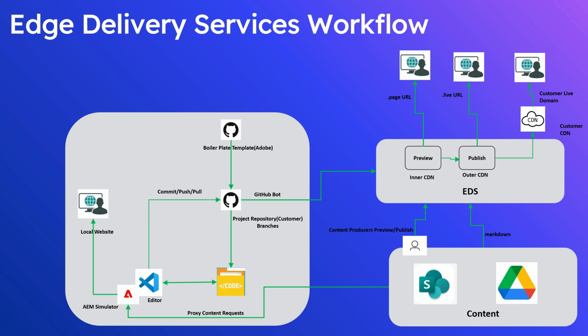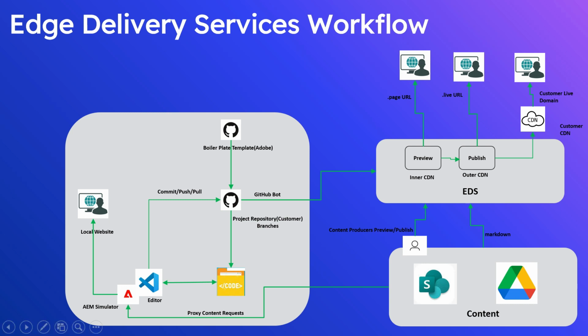Now check out the code to your local machine. Use your favorite editor for development. Use the AEM Simulator plugin for your local website testing. As we discussed earlier, AEM Simulator brings the content from the content repository and applies the code and style changes from local. Again, the content path is configured through the fstab.yaml file. Commit and send the changes to the GitHub repository whenever you are ready. That triggers the build, quality check and deployment to EDS.